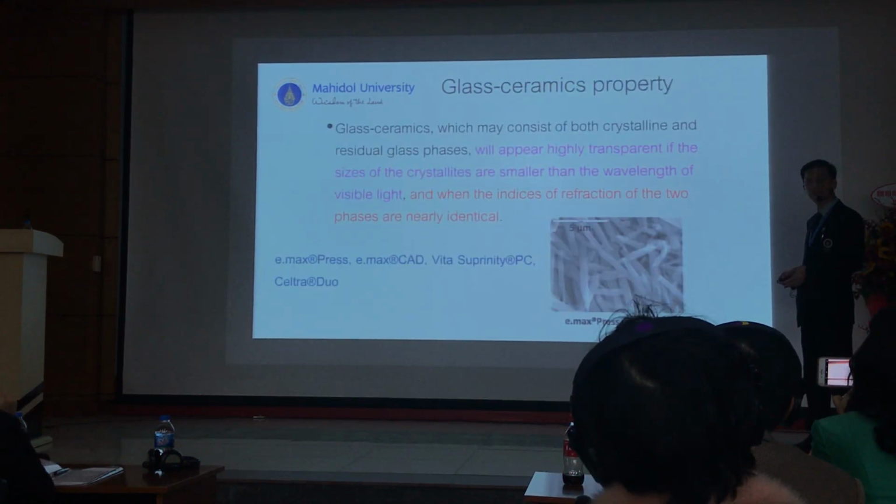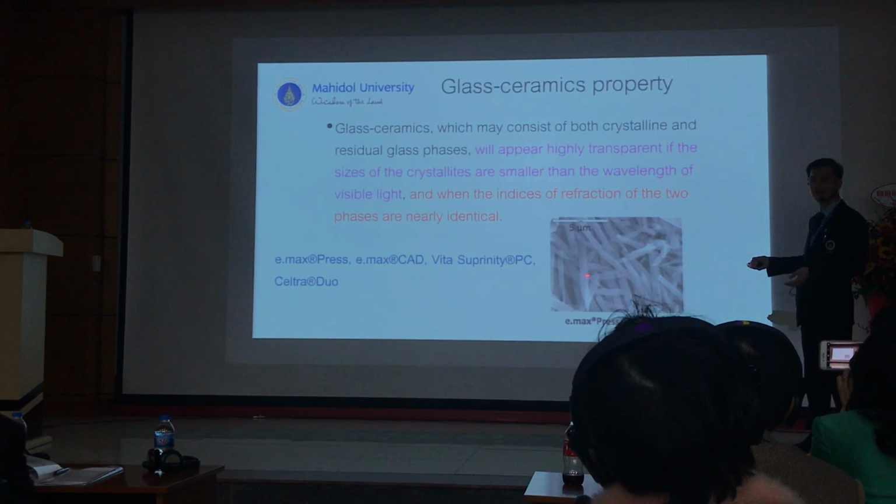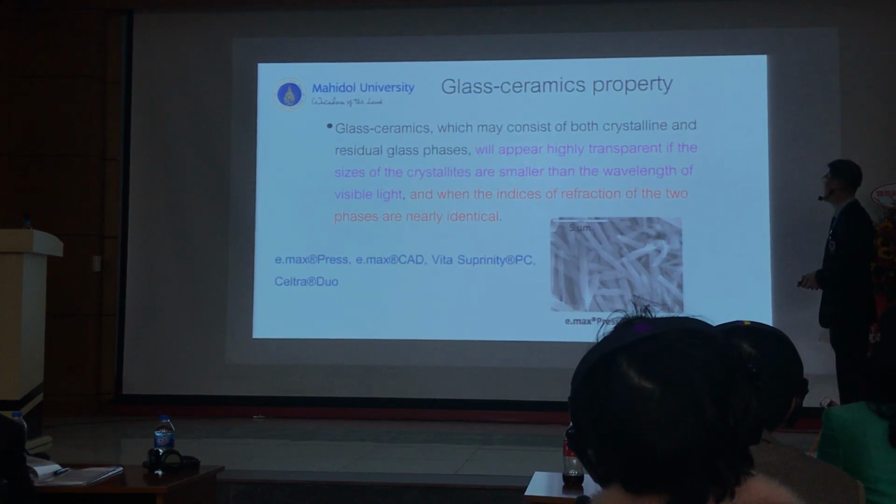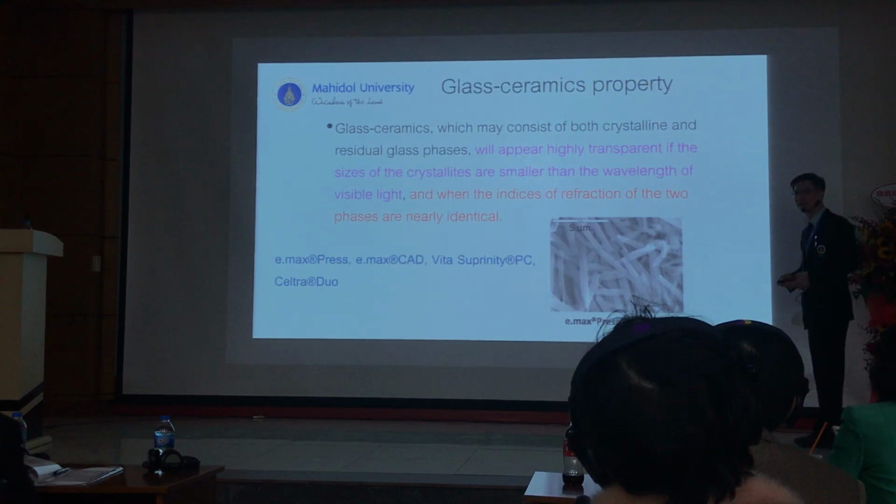Why is this one very, very beautiful? Because when the light passes through, the light maybe just cannot detect the crystal over there. Like it just passes through easily. That's why this group of material is very clear and translucent.